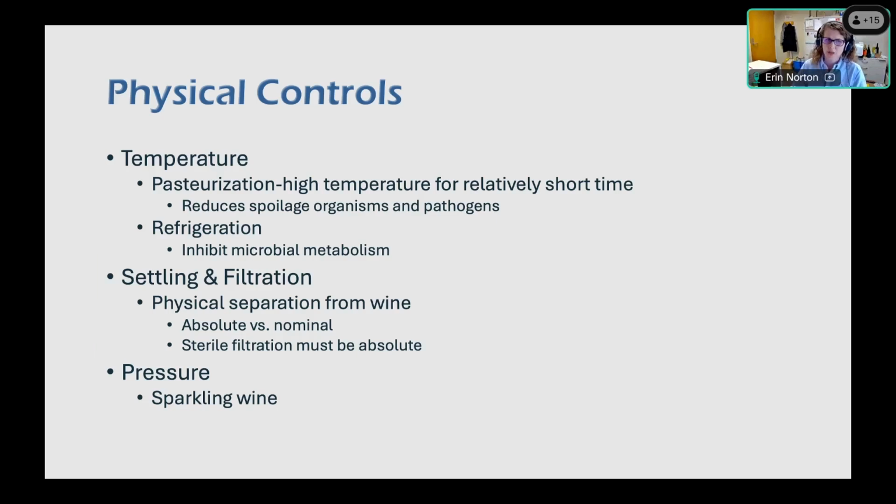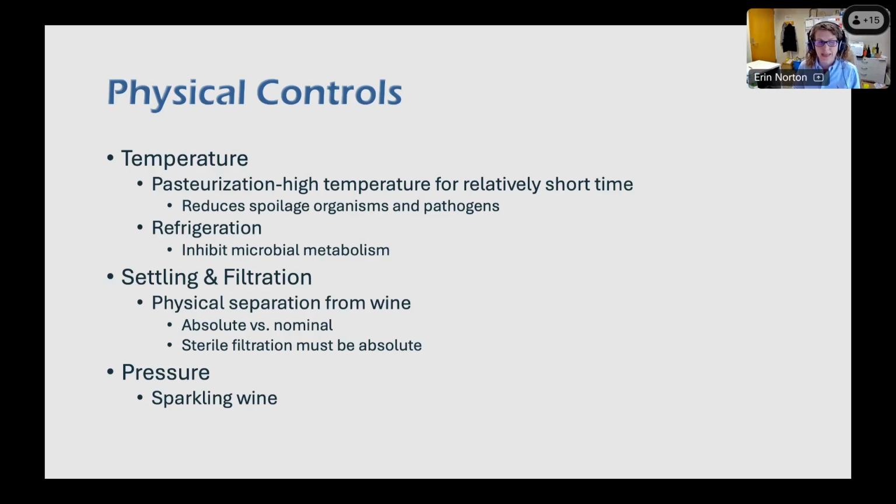If you're making some other types of products like apple cider, sometimes even hard cider gets pasteurized. Or no and low alcohol wine is another kind of hot topic right now.